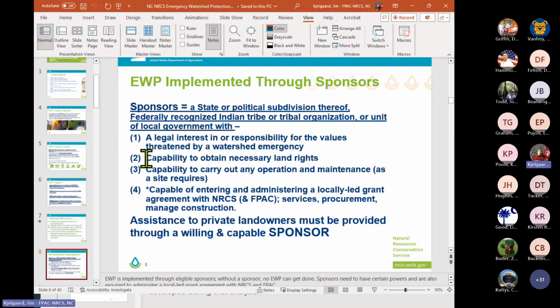2, capability to obtain necessary land rights. That comes in the form of right of entry and hold harmless agreements for work that's done on private lands. The work can be done on private lands, but it's through the sponsor. So the sponsor is responsible for obtaining those land rights. 3, capabilities to carry out any operations and maintenance as a site requires. So this, we typically work out, as mentioned, EWP can be done on private lands, landowners can seek assistance through sponsors. Sponsors will make that determination if they want to take that on or not.